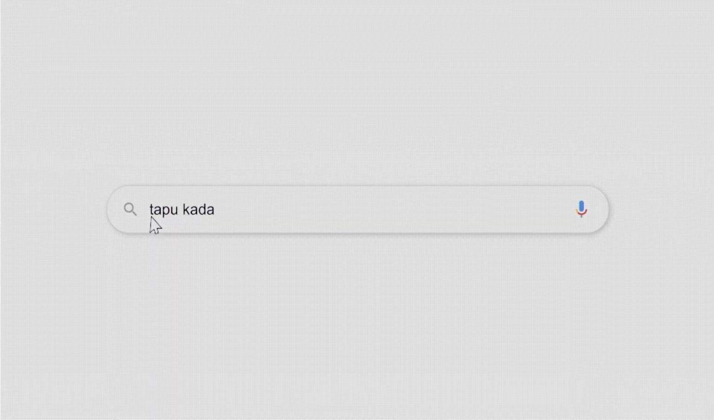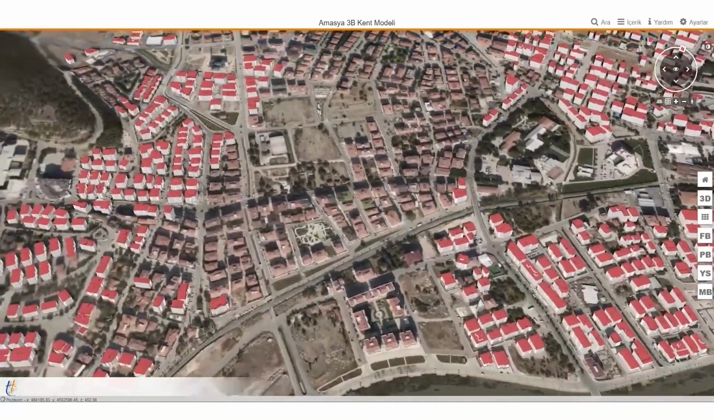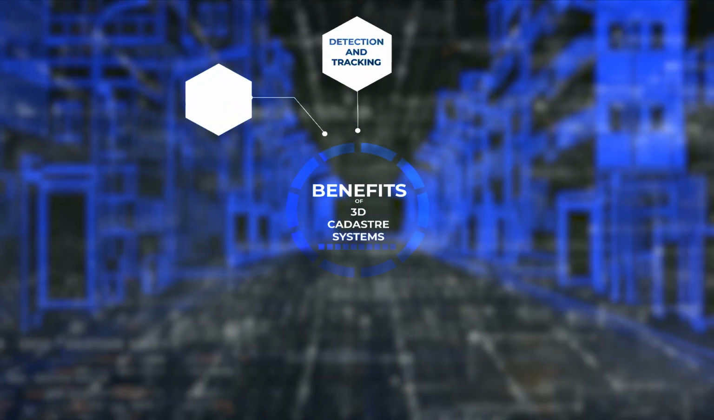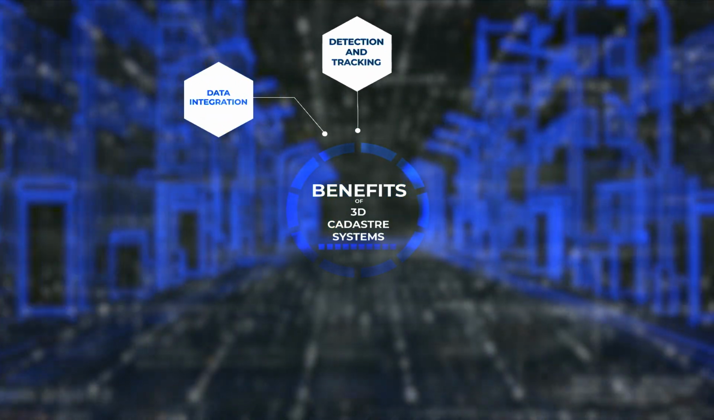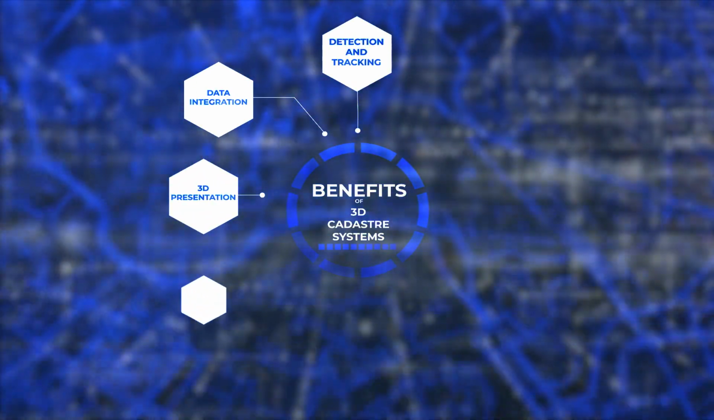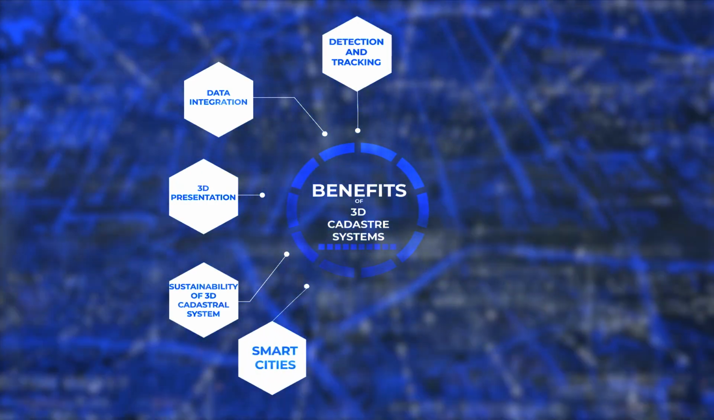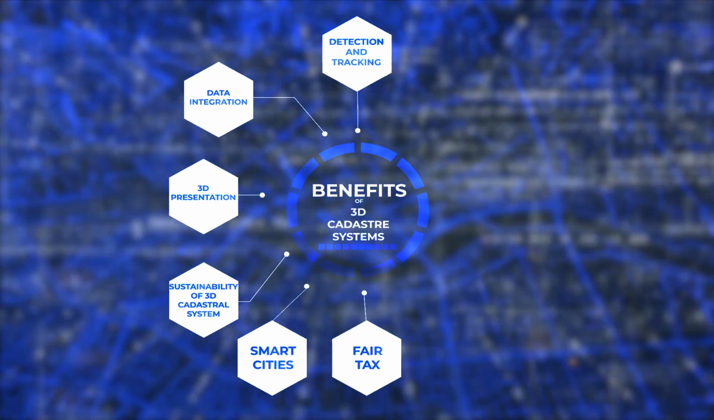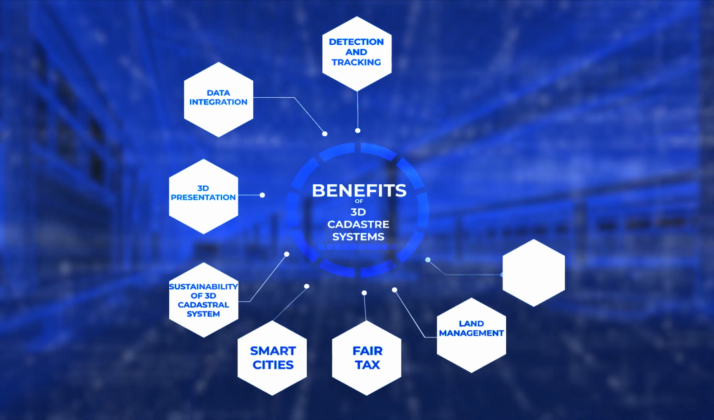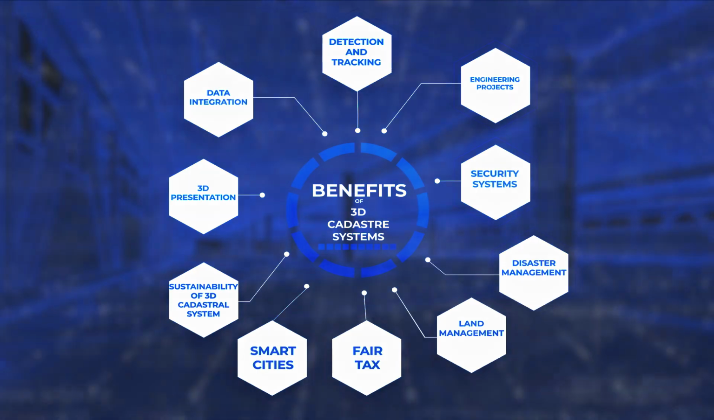Our 3D cadastre system, which has many innovations compared to its examples in the world, benefits in topics such as detection and tracking of existing building stock, integration of land registry, cadastre, address, and 3D building data, 3D web presentation of all integrated data, sustainability of the 3D cadastral system, smart cities, property valuation and fair tax, land management, disaster management, impact on security systems, engineering projects.